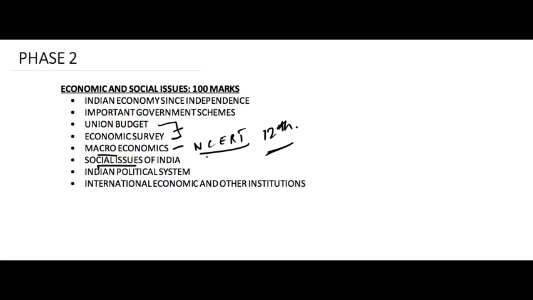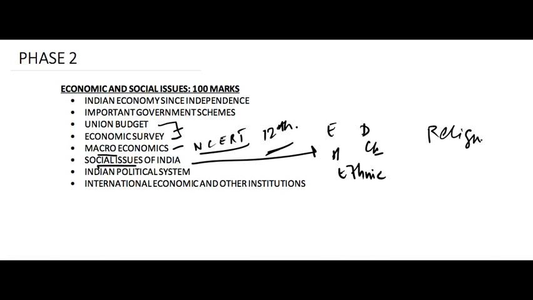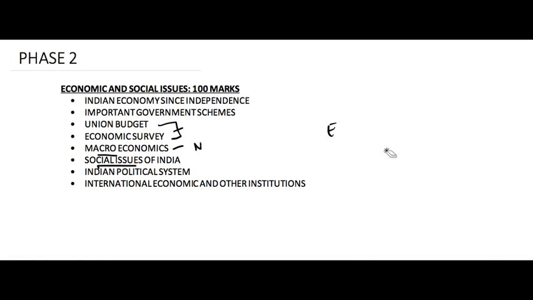Social issues of India, various issues like education, health, demographics, child labor, ethnic issues, religious issues, all these come under social issues of India. The next part is Indian political system. Herein you need to do Lakshmikant, but the problem with this section is that this year there was only one direct question from Indian political system and last year there were 2 questions.